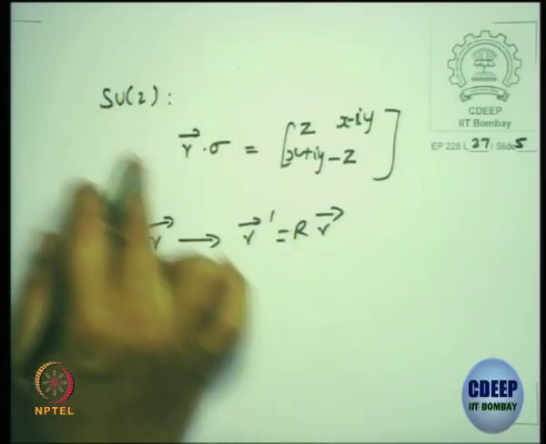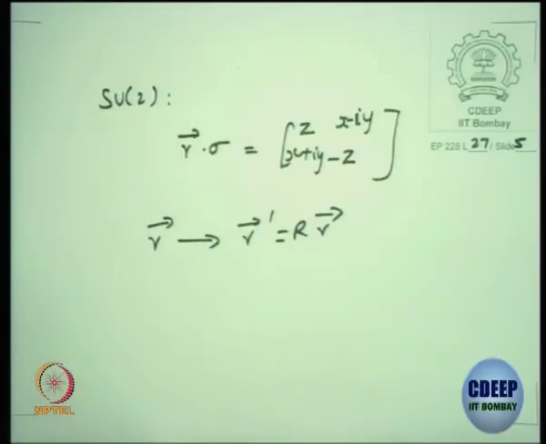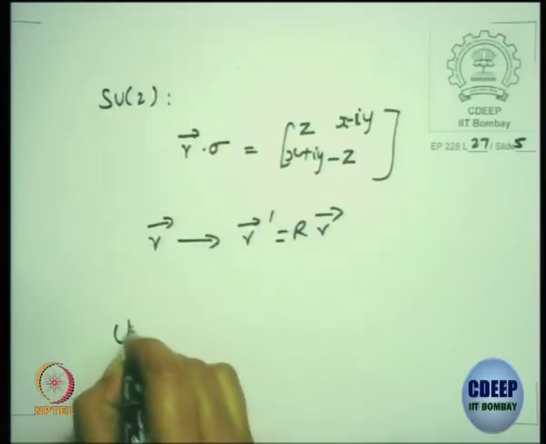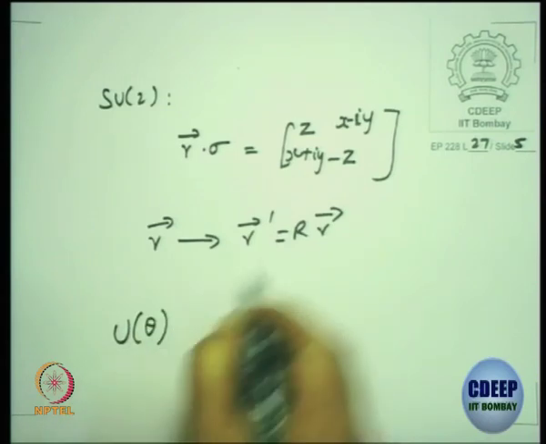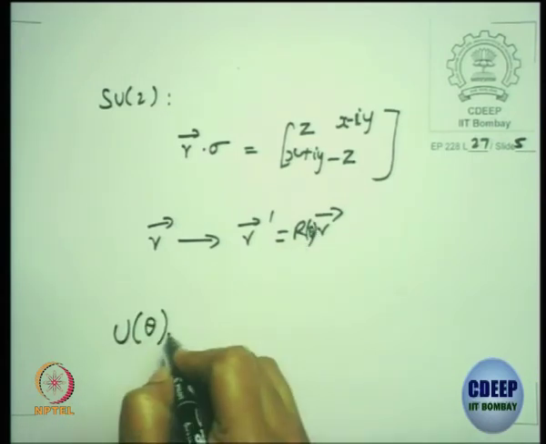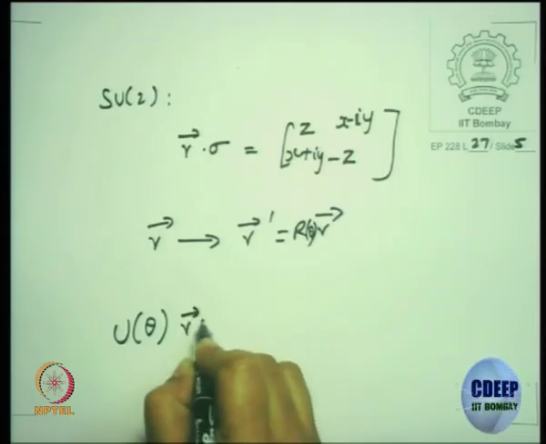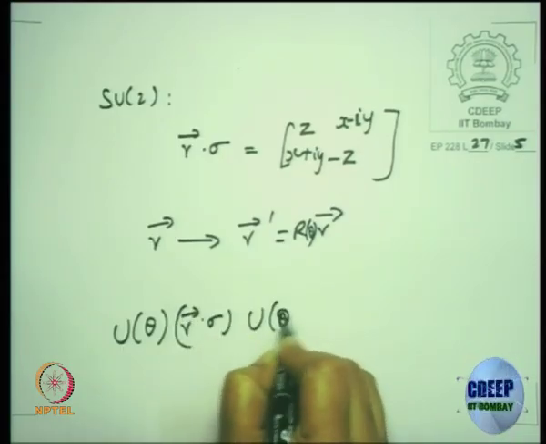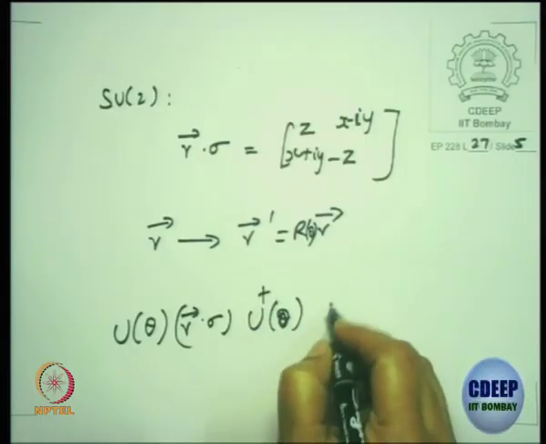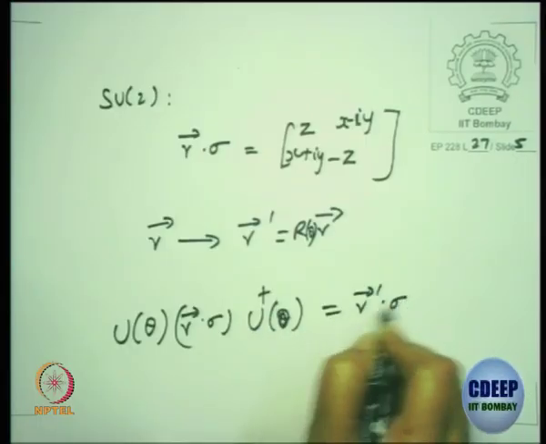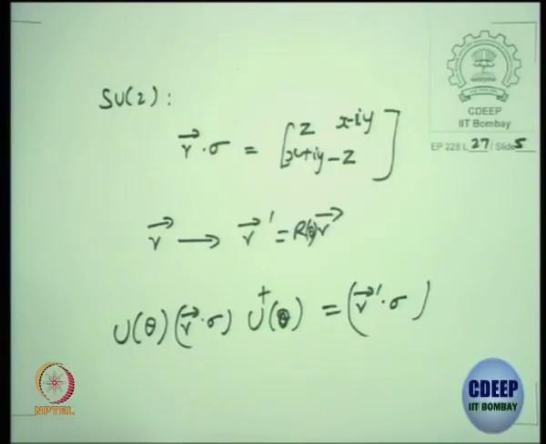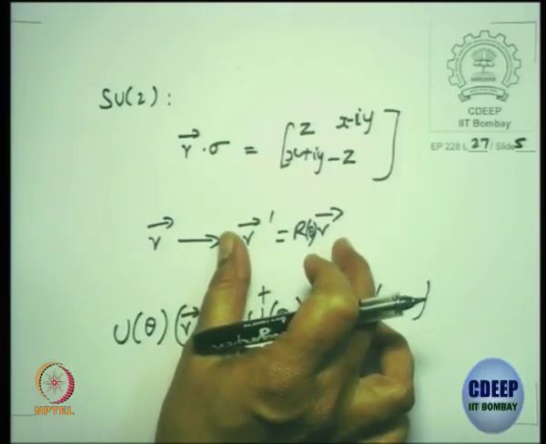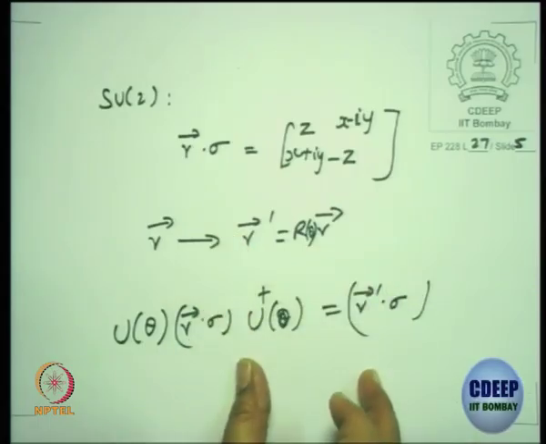What does this do for the SU2? If you take U of theta, this is R of theta, R dot sigma, U of theta, U dagger, that will give you R prime dot sigma. So the analog of this equation in SO3 will be this, even in physical space.